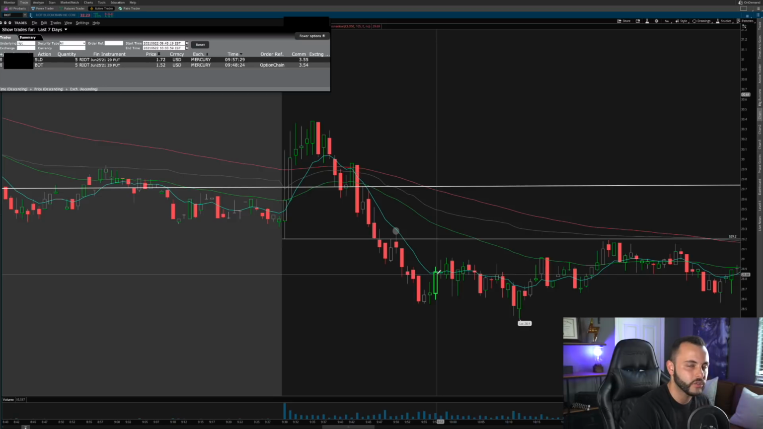It looked like we were starting to find a little bit of support. We broke above that 9, and I got out for about a 20-cent profit with 5 contracts. So about $100 win there on RIOT. So a nice little trade, a nice little downside trade using the 9 EMA.